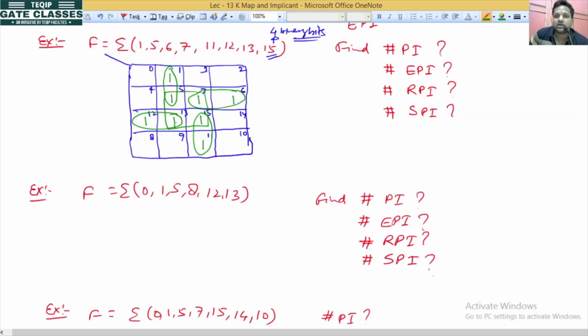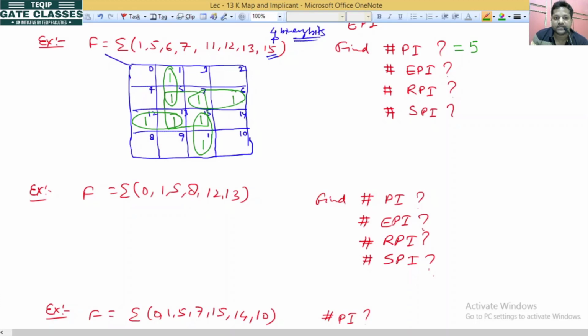So how many PIs are here? The total number of groupings is called the number of PIs. So how many groupings occur here? 5 groupings. So we have 5 PIs. No problem at all.